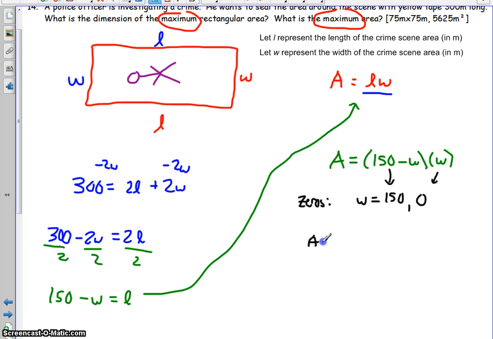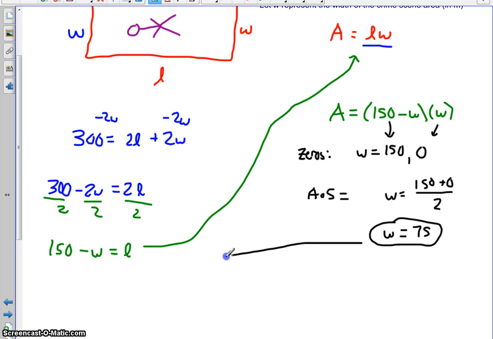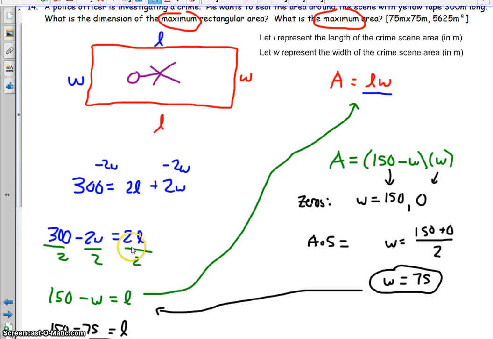My axis of symmetry, which is going to be the width that gives me the maximum area, is halfway between 0 and 150. So W equals 150 plus 0, all divided by 2, which gives me 75. So a width of 75 meters will give me the maximum area. I can find the length by substituting back into the other equation I created over here. L is going to be equal to 150 minus 75, which is again 75. That tells us it's going to be a square to maximize the area. So a width of 75 and a length of 75 will give me the maximum area.